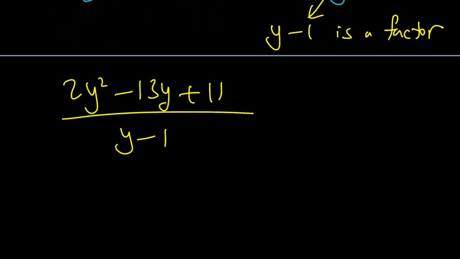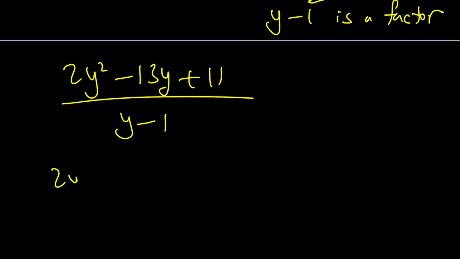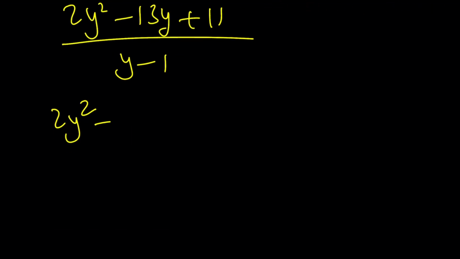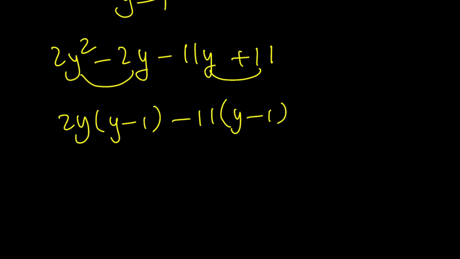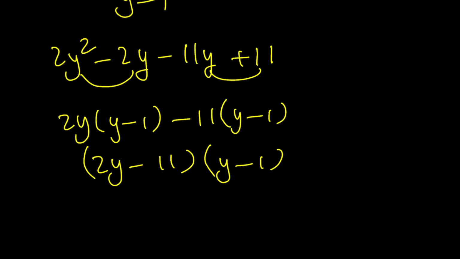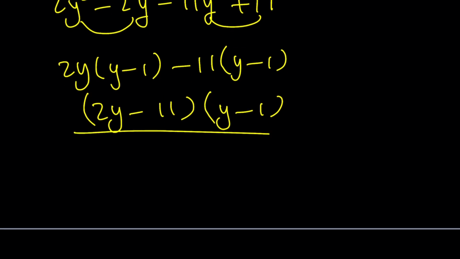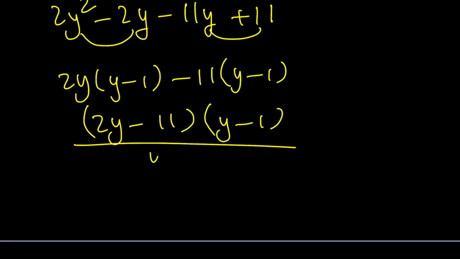Or you can manipulate this equation in a special way, which is something that I usually do. I will just break down the negative 13y as negative 2y minus 11y. And then plus 11 is going to give me something factorable. And this is going to be 2y times y minus 1 minus 11 times y minus 1. And of course, that shouldn't be a surprise because we know that this expression contains y minus 1. You know that, right?